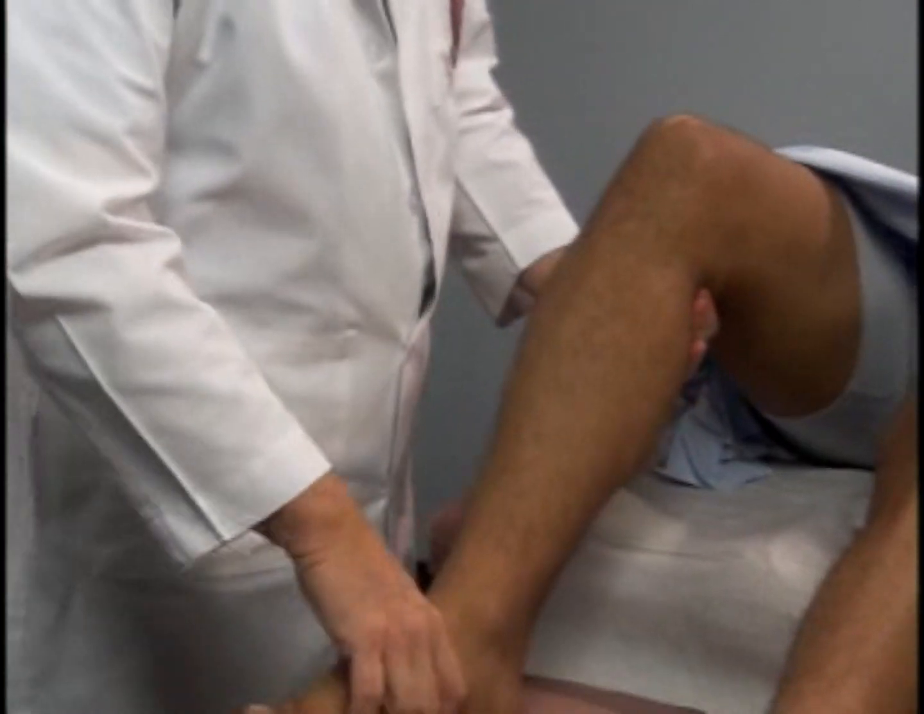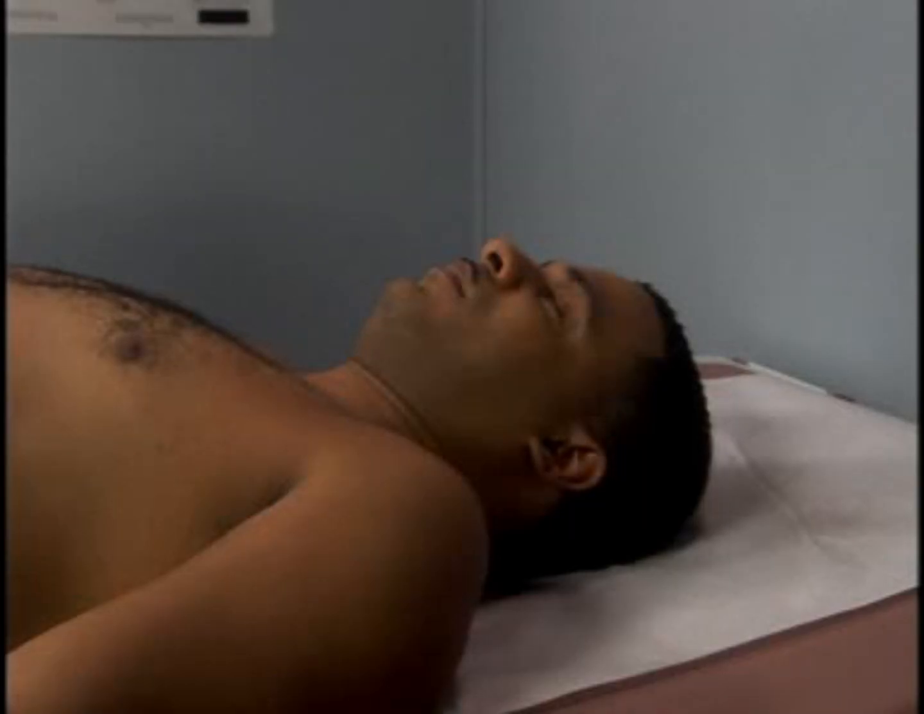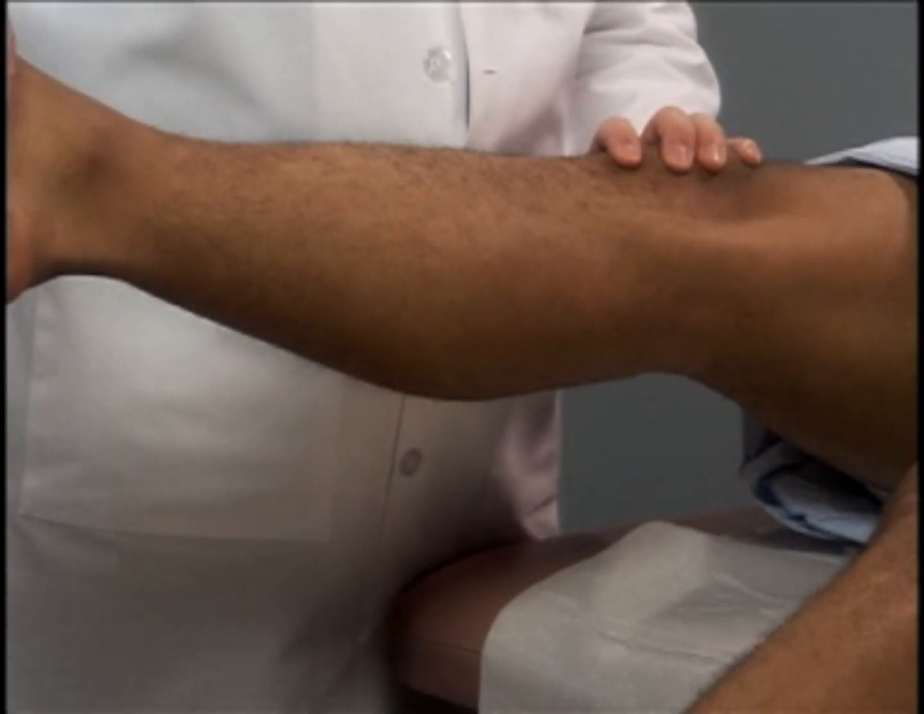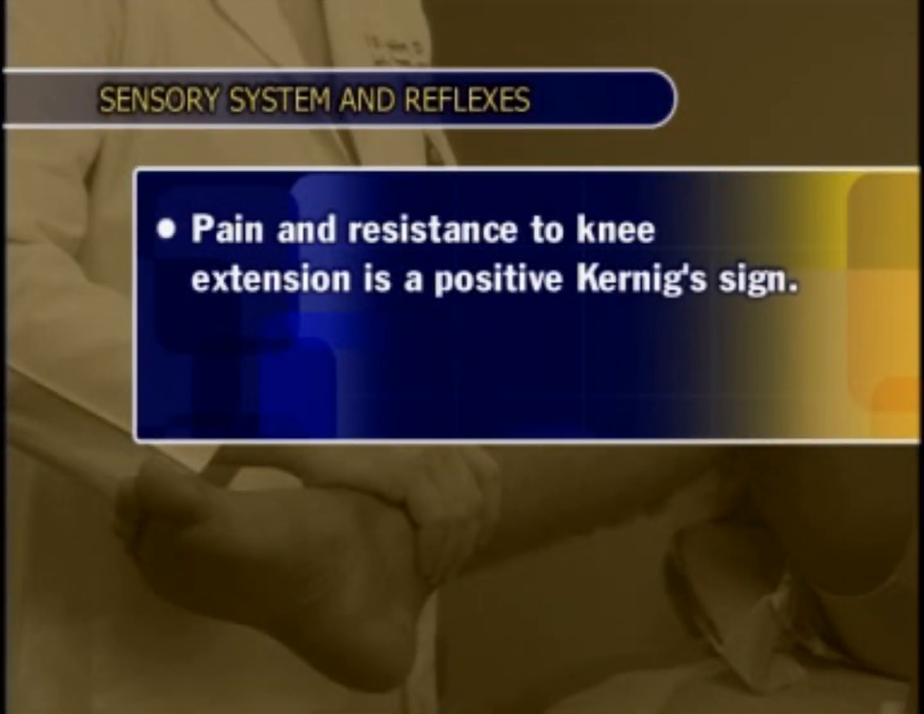Finally, flex one of the patient's legs at the hip and knee, and then straighten the knee. This action normally produces discomfort behind the knee during extension, but should not cause pain. Pain and resistance to knee extension is a positive Kernig sign.